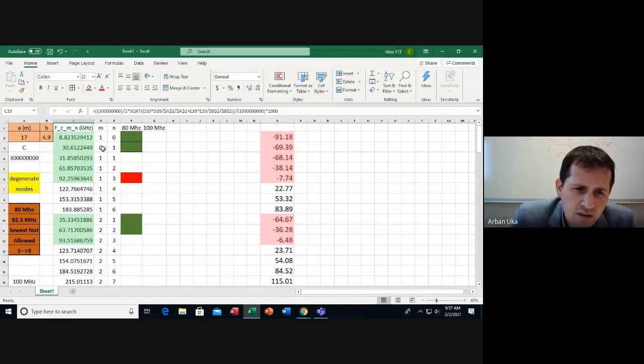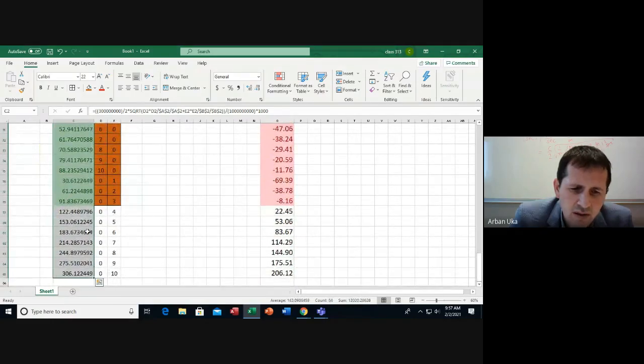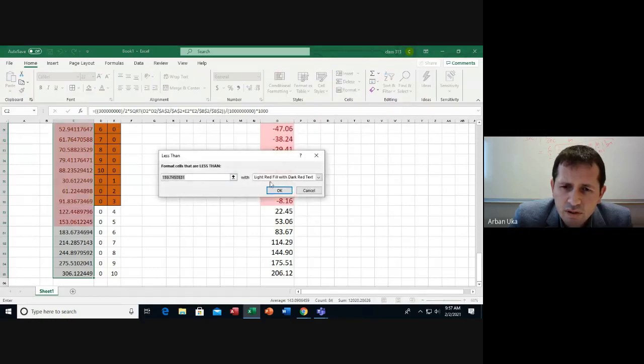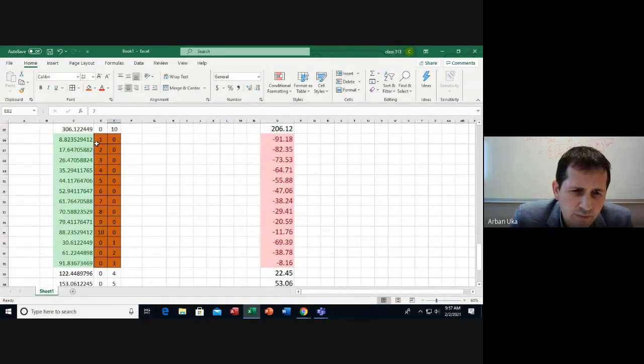And regarding the 80, let's see here. How many modes can the 80 propagate? Conditional formatting. We want less than 80. Let's fill this with green. So it looks like we have quite a few. And as we said, this one is at the top. This one is also at the top.